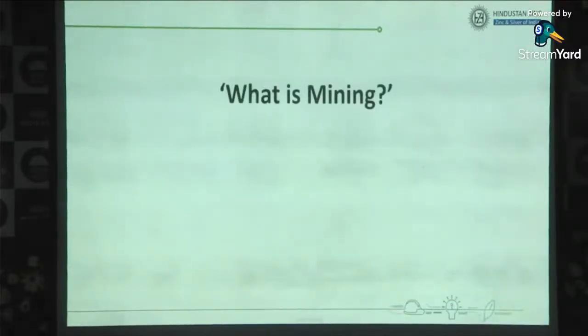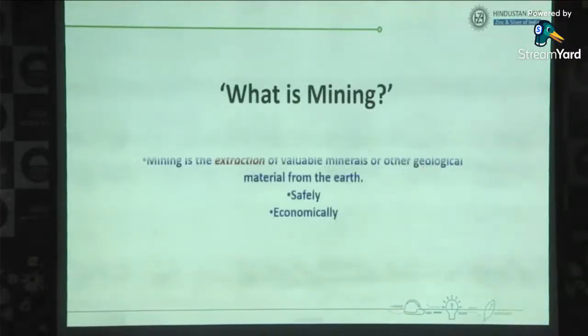So, what is mining? As we all know, with a planning perspective, what is mining? Mining is extraction of valuable minerals safely and economically. While designing the mine, we take these two considerations as our top priority: safety and economics.